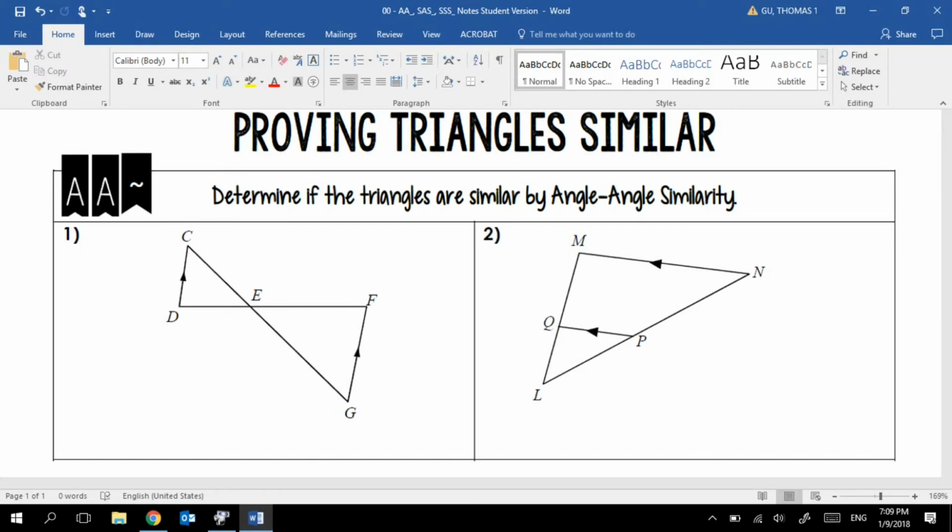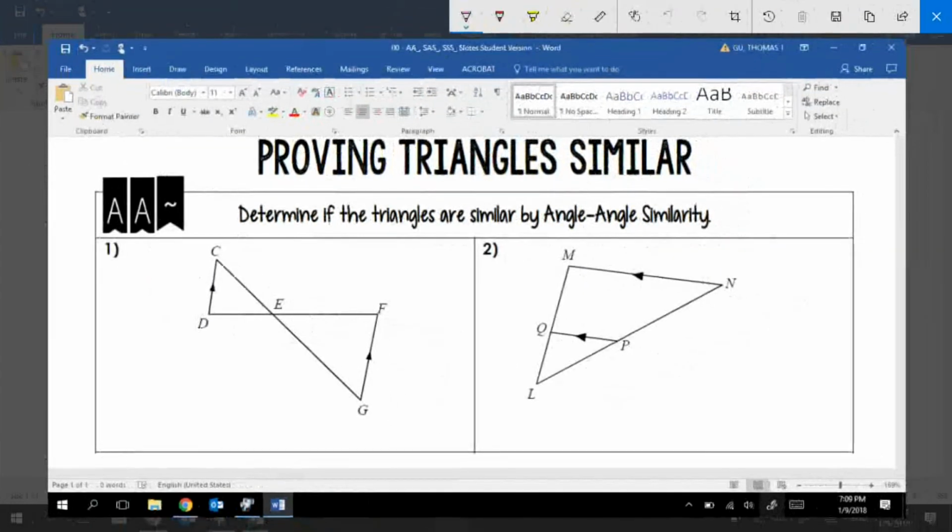We're going to actually do some work here proving triangles are similar. They give you a hint on each of these. They're telling you, can you prove that the triangles are similar by angle on this first section. So let's do number 2. Let's just switch it up. Let's start with number 2 here.